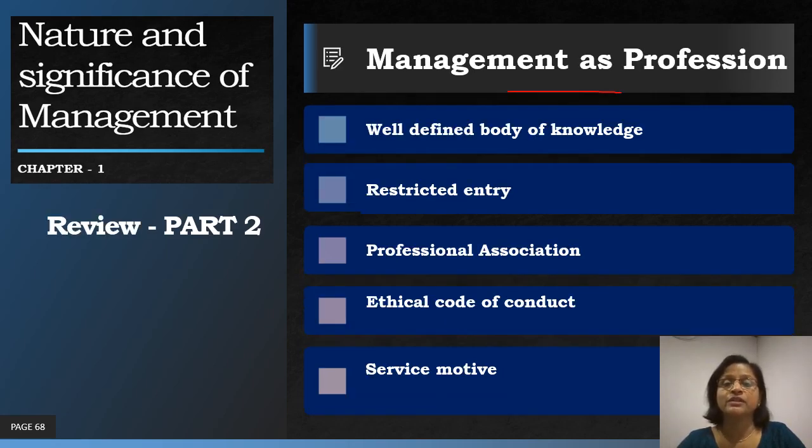Management as a profession. Management has a well-defined body of knowledge, theory, concepts, vocabulary, and various principles, but it has no restricted entry. There are no examinations, it is not required that the manager be part of any professional association, and it is also not required that they strictly follow an ethical code of conduct. And even though they have service motive as an objective, profit making is still the most important objective of any organization.